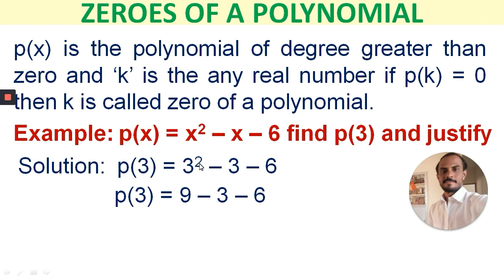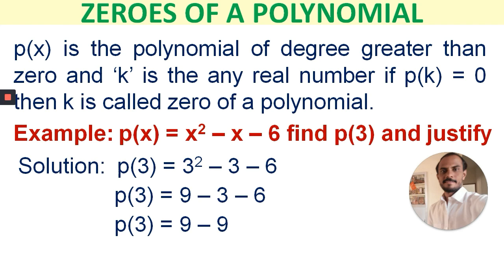What is the next step? P of 3 is equal to 9 as it is first, minus 3 minus 6. Both are integers with the same sign, so we should add and keep the sign as it is. Then minus 3 minus 6 is minus 9. P of 3 is equal to 9 minus 9. Then it becomes P of 3 is equal to 0.